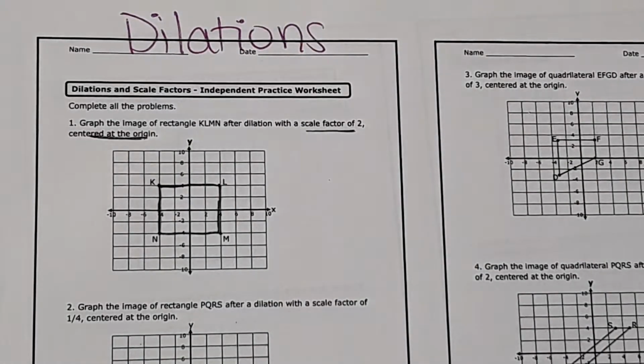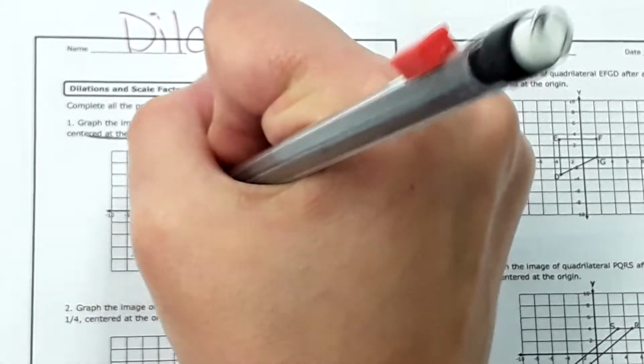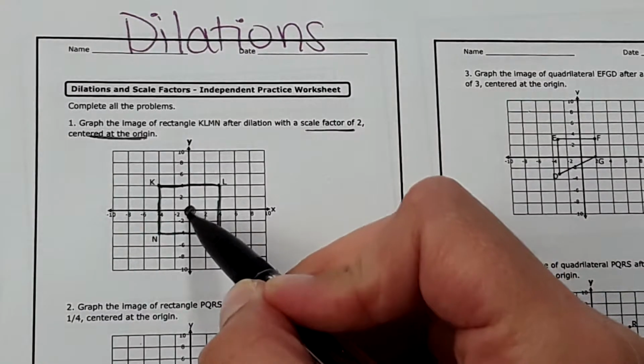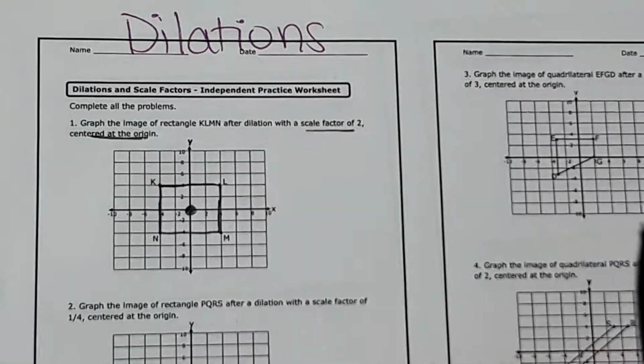Okay, here's a couple important things. It says that this dilation is centered at the origin, which is important. Most of the examples that you will do are centered at the origin, but sometimes if they're trying to challenge you more, they'll say it's not centered at the origin, just so you know.